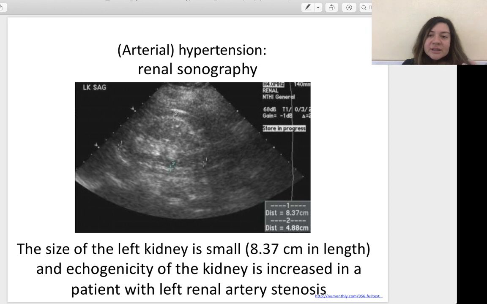The next target organ is the kidney. And here how we check it is usually visualization, additionally to lab tests for creatinine, ratio and GFR. We do renal sonography. We can check here the size of the left kidney, that is small, like in this picture, 137 centimeters in length. It is quite small. And echogenicity of the kidney is increased in a patient with left renal artery stenosis.